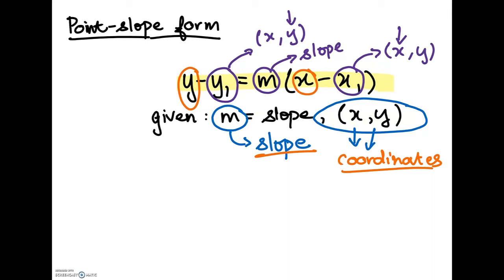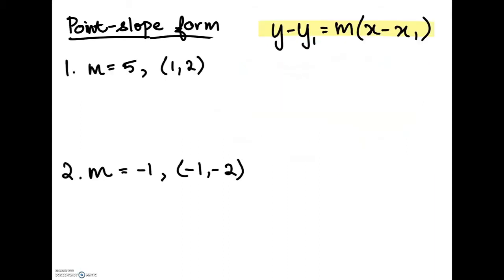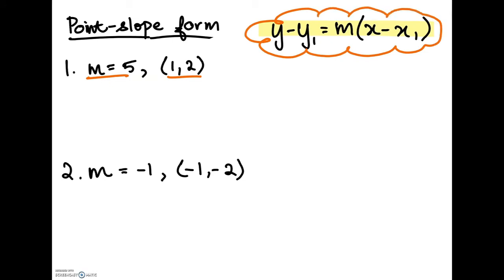Let's get into a couple of examples. Over here at the top, our question says that m, which is the slope, is equal to 5, and our one coordinate pair is (1, 2). So let's reference the formula that I have over here in the top right corner, and let's substitute. We know the y is going to remain the same. And for y1, we know that the y value of our coordinate is 2.